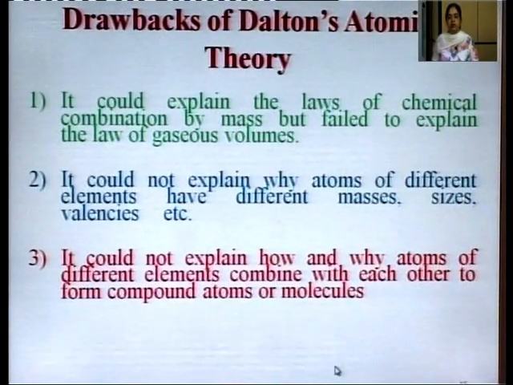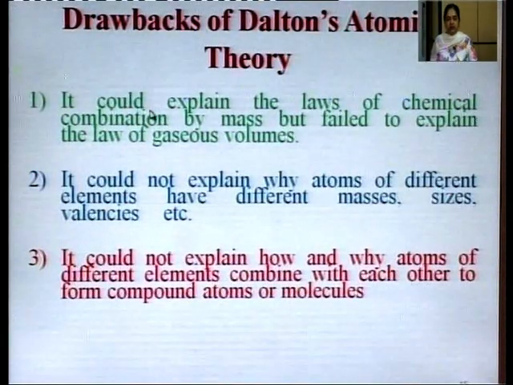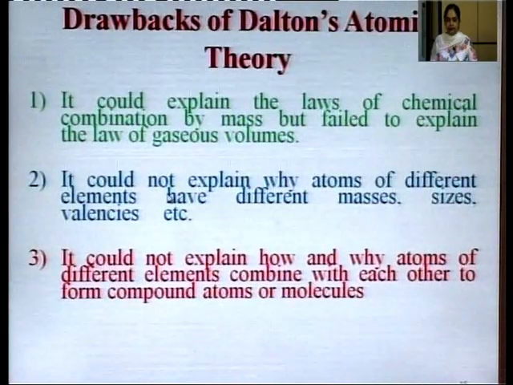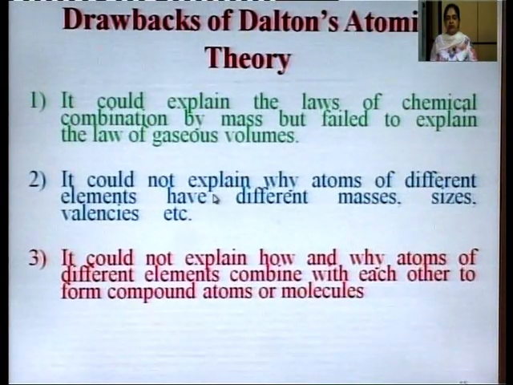What are the drawbacks of Dalton's atomic theory? First is, it could explain the laws of chemical combination by mass, but failed to explain the law of gaseous volumes. Second, it could not explain why atoms of different elements have different masses, sizes, and valencies.